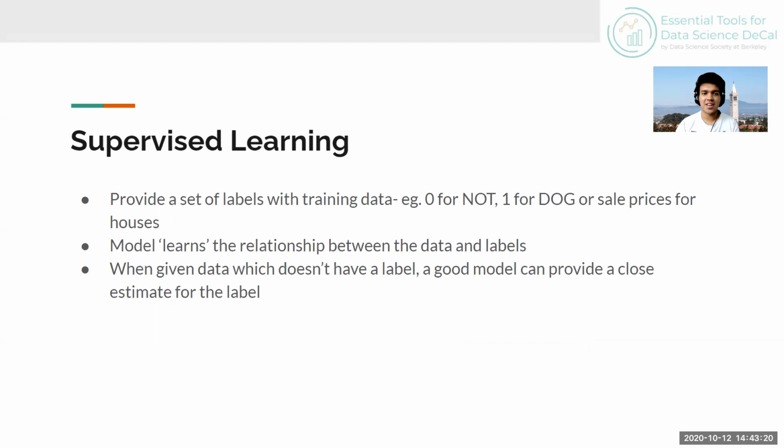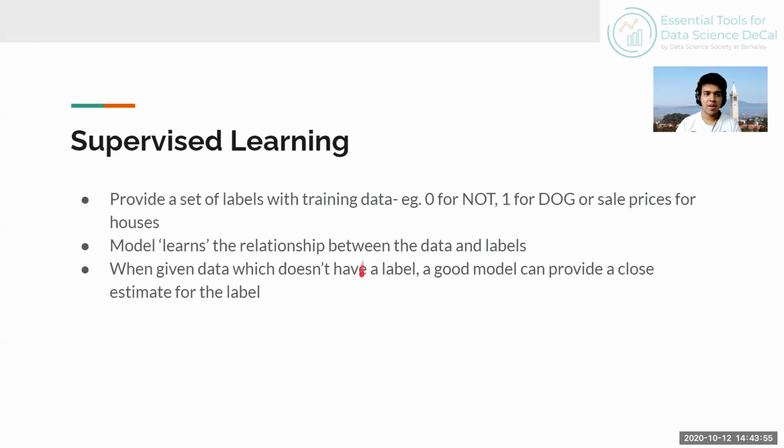In supervised learning, essentially, we provide a set of labels with the training data. So we tell the computer what is right and what is not. In the previous example, we had 0 for not a dog and 1 for dog. So we say that 0 is not right, while 1 is right. Or we can also have something like sales prices for houses, in which we say that a house with this number of bedrooms would probably sell for a certain price. And the model would learn the relationship between the data and labels. So it would observe patterns and make predictions based on those patterns.